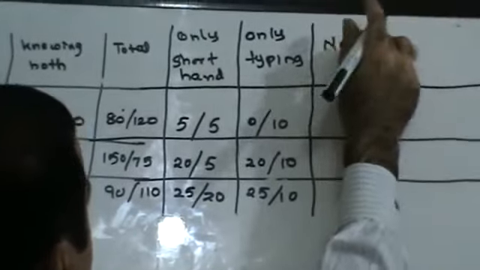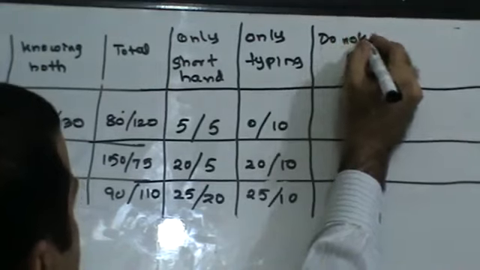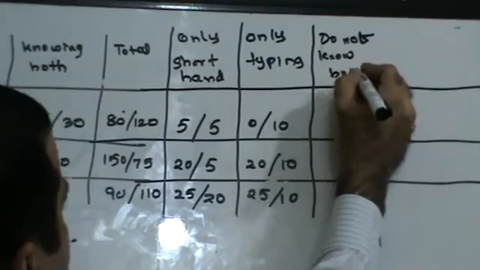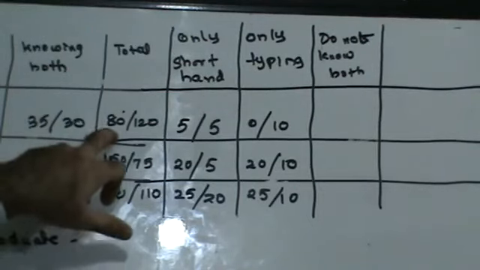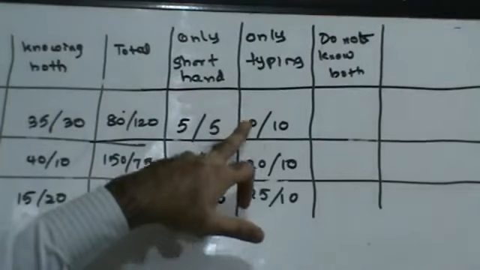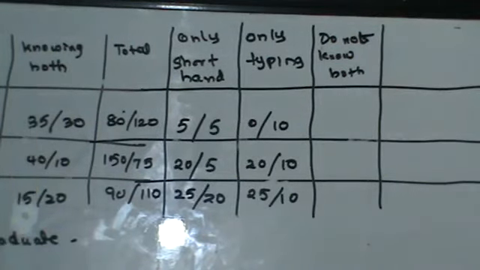Now let's find out those who do not know any of this. None. Do not know typing or shorthand. Do not know both. Now, let's see this. Total there are 80 people, out of which 5 know shorthand only, 0 know typing only, 35 know both. So that means there are 40 people who know either shorthand or typing or both. So how many of them know none? 40.